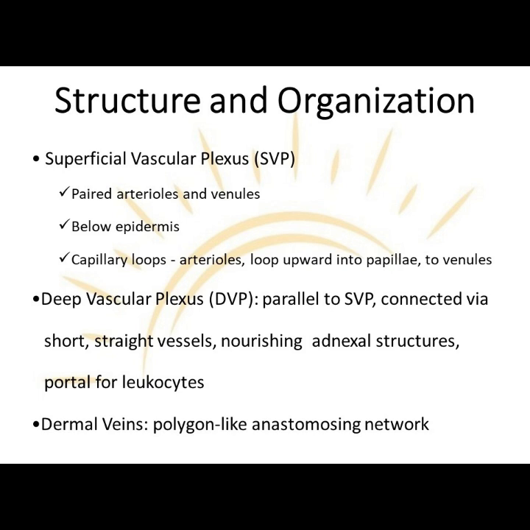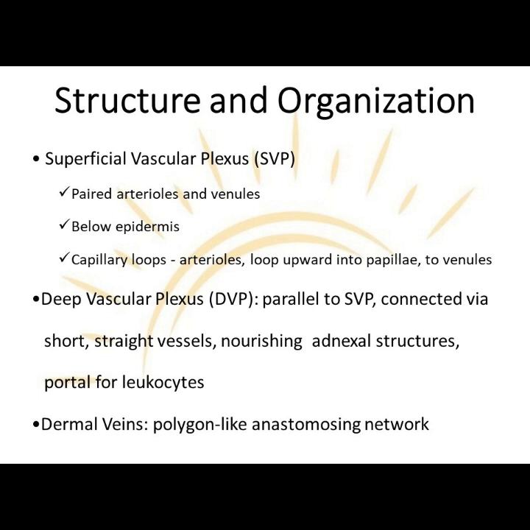Structure and organization. Superficial vascular plexus. It is a network of paired arterioles and venules located just below the epidermis. Capillary loops arise from the arterioles, loop upward into the dermal papillae, and then return to the venules. Deep vascular plexus is a deeper network of anastomosing vessels parallel to the superficial vascular plexus.